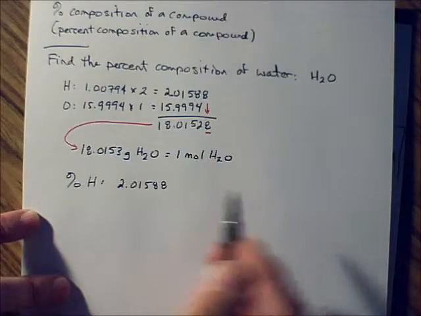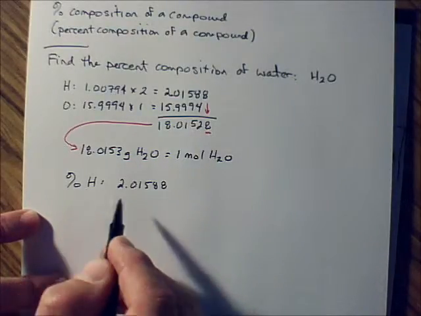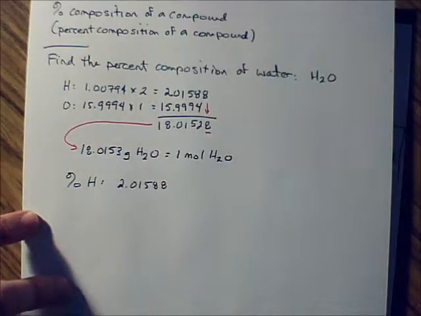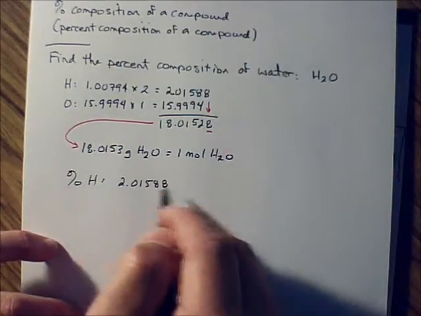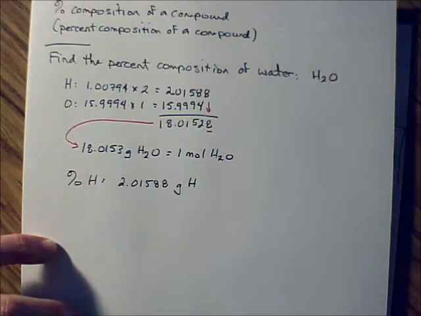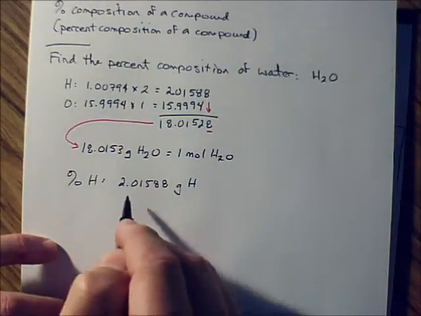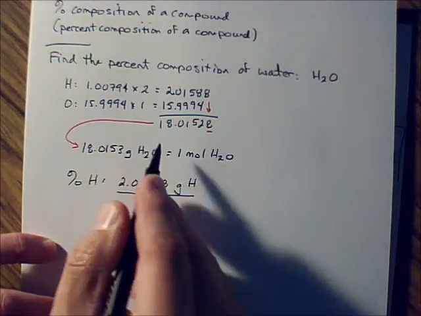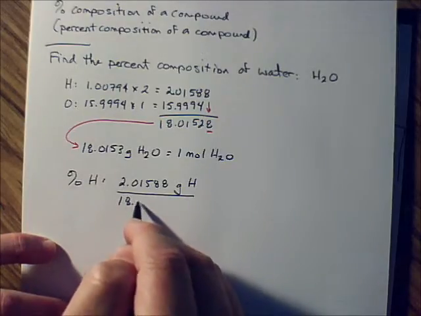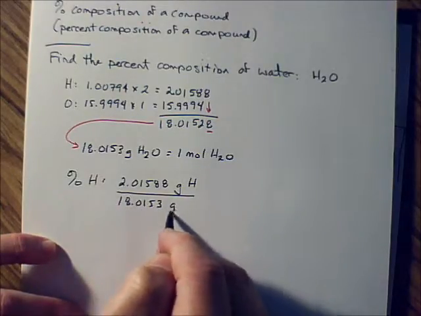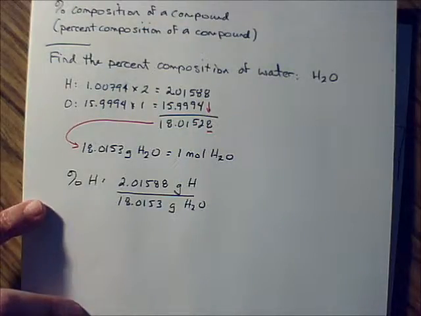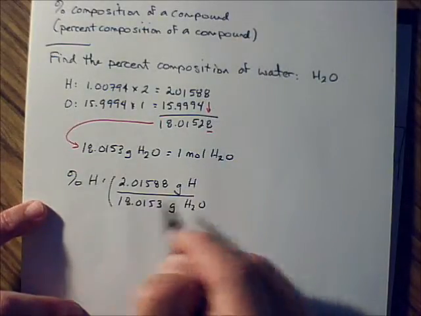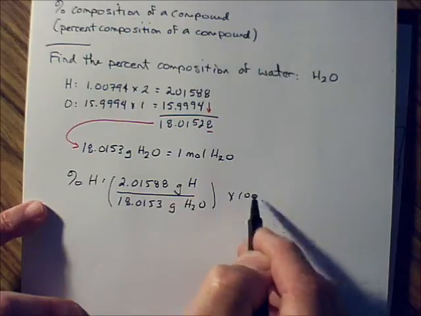Percent hydrogen is right here. We're going to take that number. That's the total mass of all the hydrogens in the formula. But that's got to be grams of hydrogen, okay? And we have a total mass of 18.0153 grams of water. And there's one more step anytime we need a percent. I have to multiply the whole thing by 100.